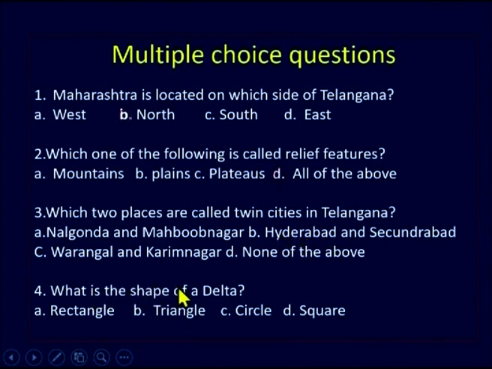What is the shape of a delta is the fourth question. What is the shape of a delta, children? Is it rectangle, triangle, circle or square? It is triangle. You are right, children. With this we finish the activity of multiple choice questions.